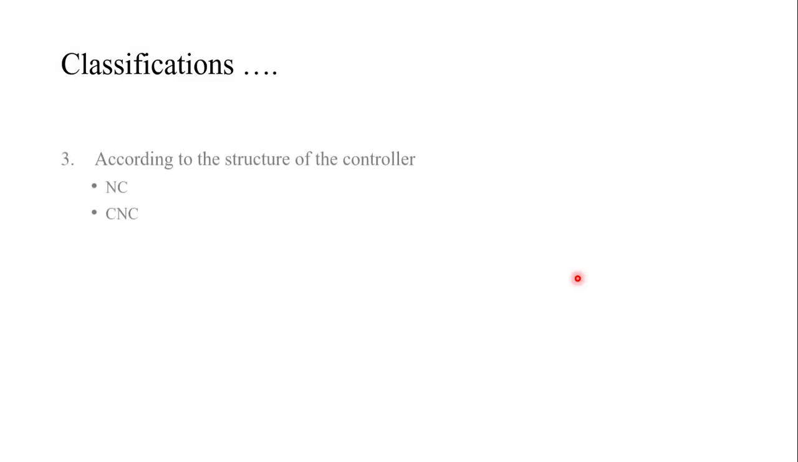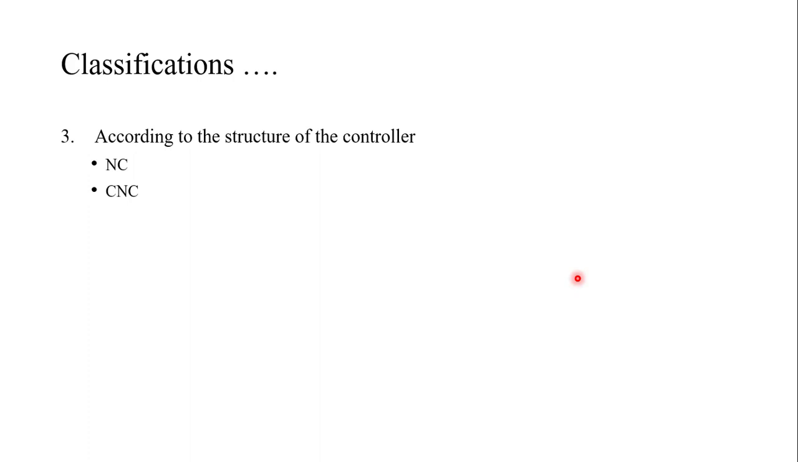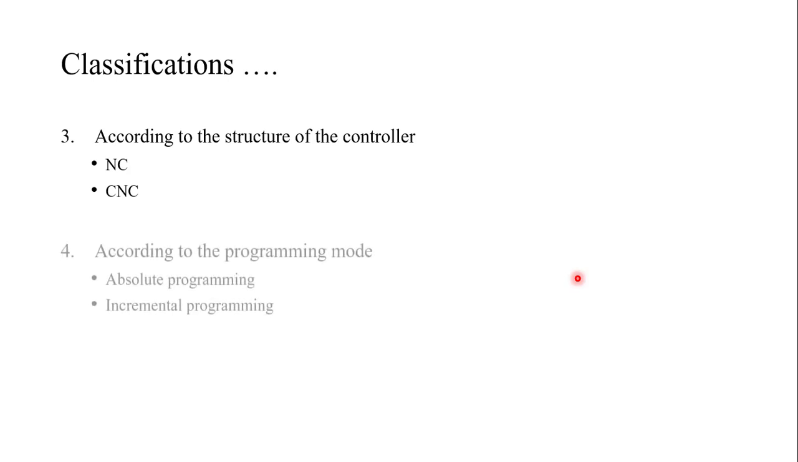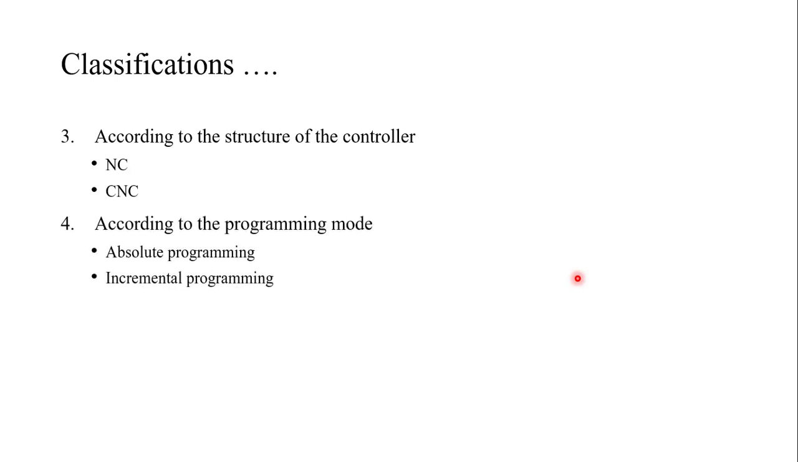Then the next classification is according to the structure of the controller. What type of controller you are using, NC controller or CNC controller? Nowadays very few NC controllers are in the market, but we are hugely controlling through CNC, through computers. Then we have classification according to the programming mode, whether your machine does absolute programming or incremental. Nowadays machines are so powerful and intelligent that they can work in both ways, absolute programming or incremental programming.